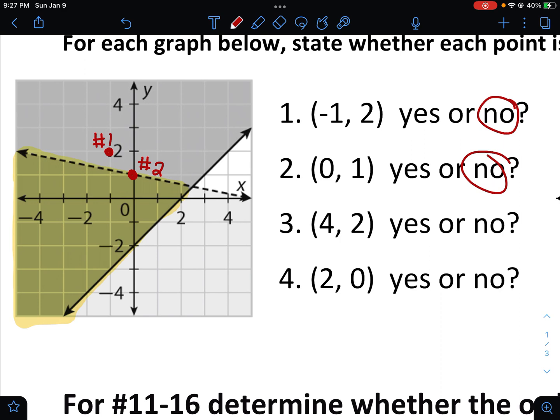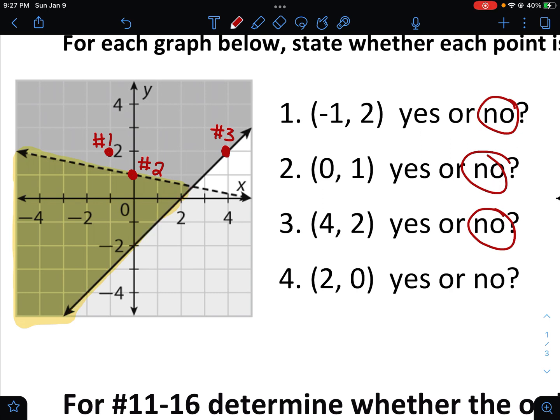Number 3, 4, 2. I'm going to go over 4, up 2. Yes, this falls on a solid line, but it does not fall in that common shaded area. So no, number 3 is not a solution. So you have to be careful. The only part of the solid line that would work would be down here that I just wrote in red. Anything above that dotted line does not work.